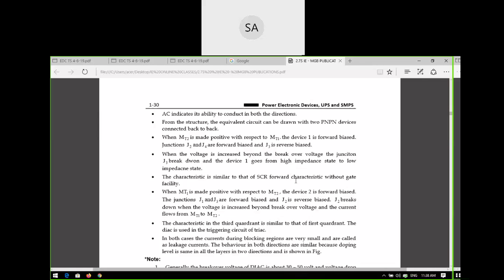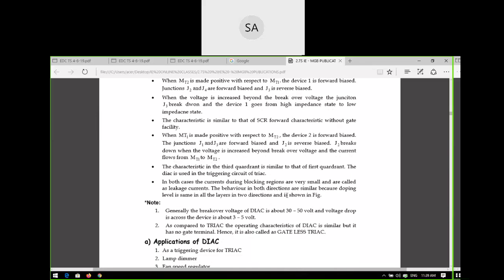When the voltage is increased beyond the breakover voltage, the junction will break down and the device goes from the high impedance state to the low impedance state. That means it will start to conduct. So the forward characteristics of the DIAC are similar to the characteristics of the SCR.